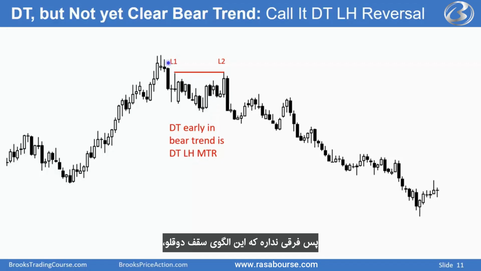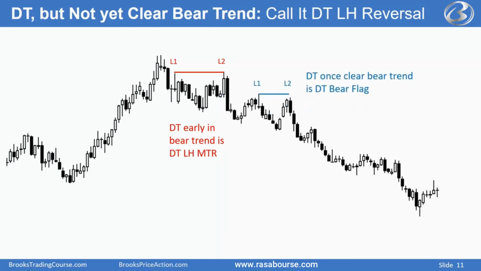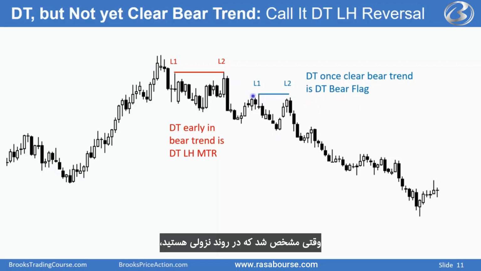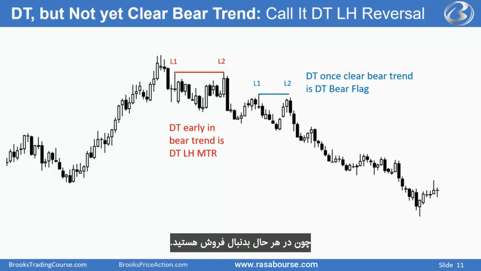So it doesn't matter if you want to say we're already in a bear trend and it's a double top bear flag. You can call it a double top reversal. Doesn't matter. You trade them the same. You're looking to sell a reversal down, especially below a bear bar, like right there. Once you are fairly clearly in a bear trend, you can call it a double top bear flag. But again, it doesn't matter. If you call it a flag or a reversal, you're looking to short.